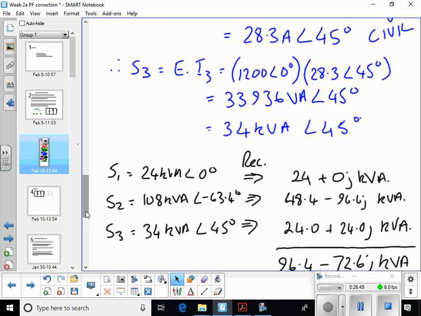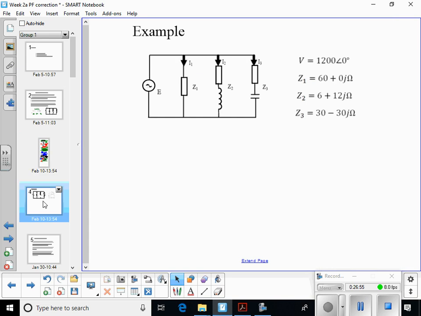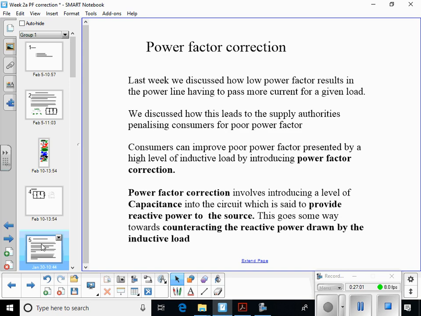All happy with that? Yeah. That's the one we just done. Now I'll put that on that other page. Right. Power factor correction.